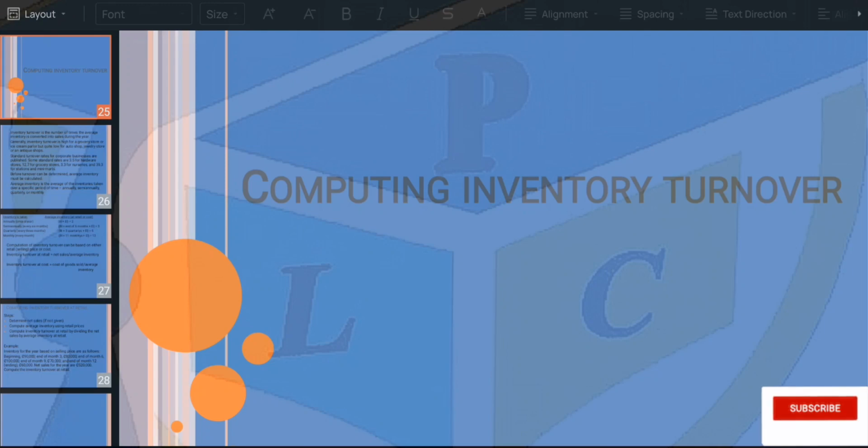So without wasting time, let's get started with our topic for today: computing for inventory turnover. But before we start with the computation, somebody may ask, what is an inventory turnover? Let me take you to the background.